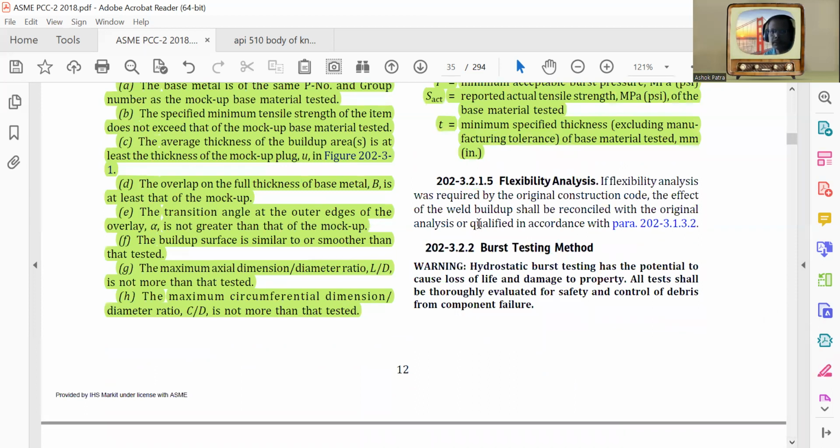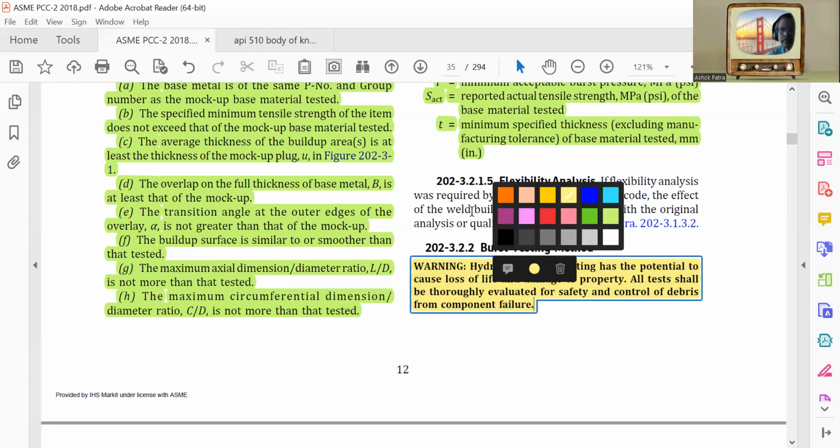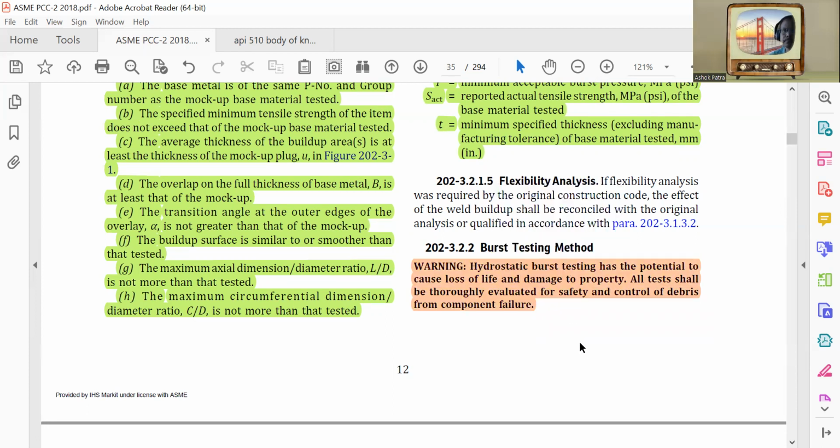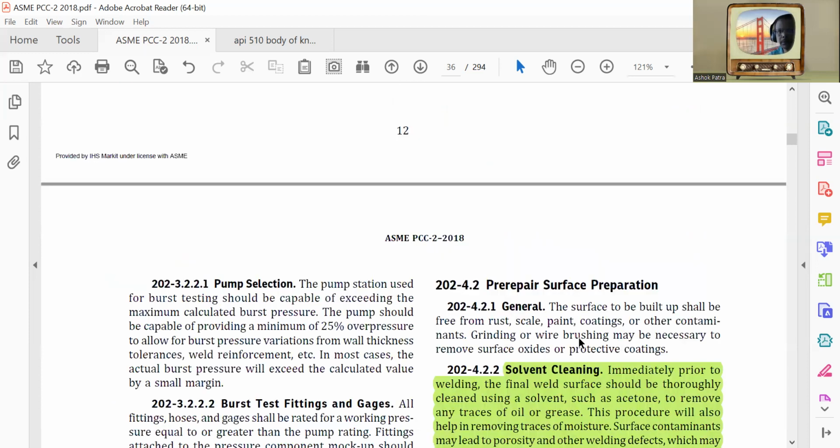If flexibility analysis was required by the original construction code, the effect of build-up shall be reconciled with the original analysis and qualified in accordance with 3.2. Burst testing pressure warning: hydrostatic burst testing has potential to cause loss of life and damage to property. All tests shall be thoroughly evaluated for safety and control of debris from component failure.